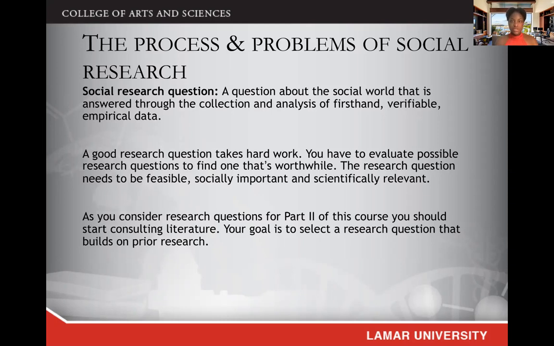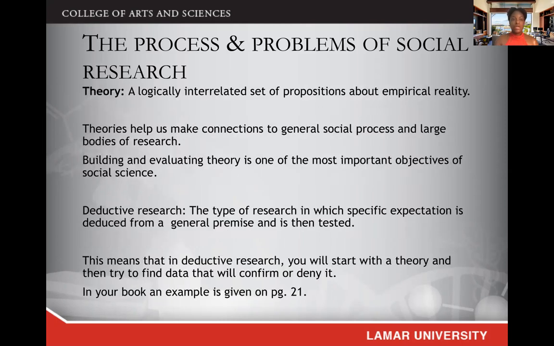Start consulting the literature. You do that by going to Google Scholar and a wealth of things will come up. The library also has a database for you to use, but you have a ton of scientific journals that are open and available to you. So your goal is to select a research question that builds on prior research. So I should not be able to go back and find a research study that has done it exactly how you have done it. It should be new and fresh and build to prior research.